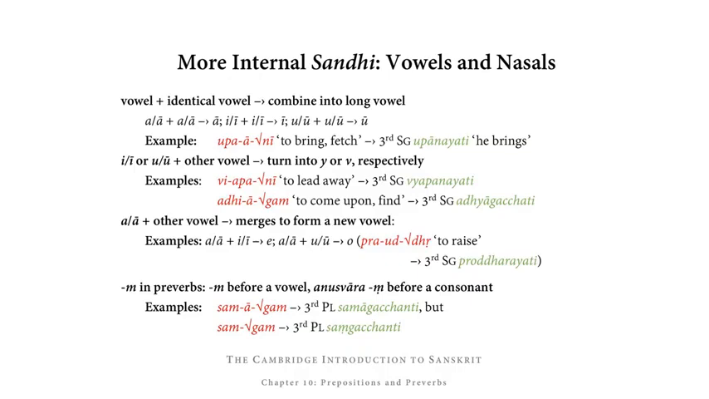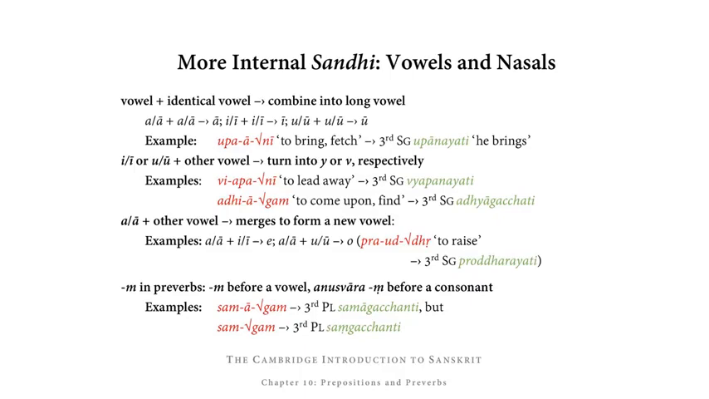So for example, upa ā nī, meaning to bring or to fetch, has a third person singular upā nayati. What we've got here is upa plus ā, the a of upa and the ā meeting and merging into a long vowel, and therefore from upa plus ā we get upā. And the third singular then is upā nayati, he brings. If we have an i or ī or u or ū meeting a vowel other than themselves, they turn into y or v respectively, i.e.